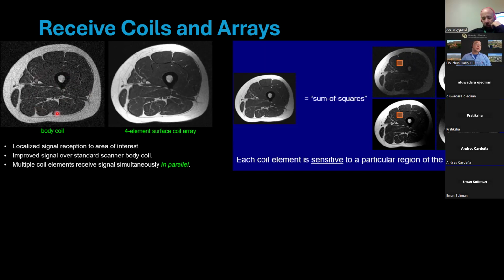You can see that with the scanning of my leg, you get a very noisy image, but if you put a 4-element surface coil array on it, the SNR gets better. Otherwise, the anatomy and the image contrast look the same.